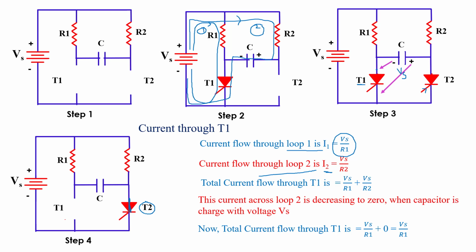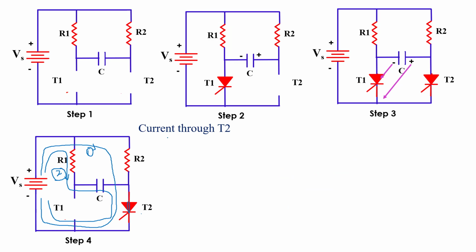When the T2 thyristor is turned on, there are two loops through which current flows through the T2 thyristor. One loop is from the supply voltage, R2 resistor, T2 thyristor and back to the supply voltage. This is loop 1. The second loop is supply voltage, R1 resistor, capacitor, T2 thyristor and back to the supply voltage. This is loop 2. Initially the current flowing through loop 1 is Vs by R2. This much current.